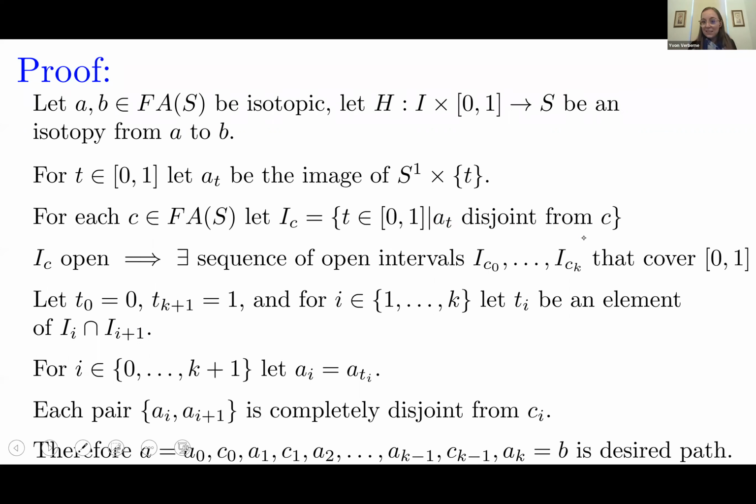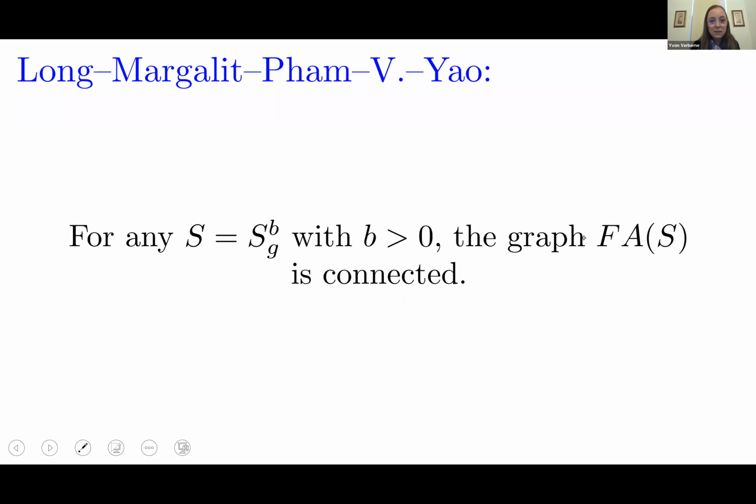So by building these sets, we're able to find a nice way to end up going between two things, which are going to end up being disjoint. So we can build a nice path from an arc A, which is isotopic, to an arc B. So with Long, Margalit, Pham, and Yao, we were able to show that for any surface of genus g with at least one boundary component, the fine arc graph is connected.